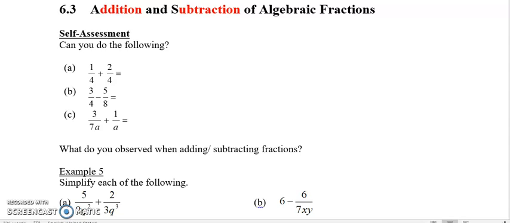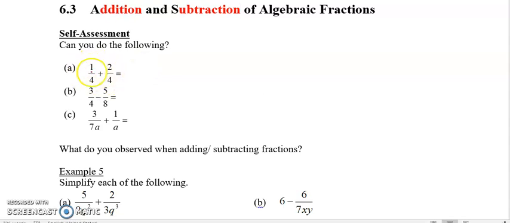Okay, this lesson is on addition and subtraction of algebraic fractions. In 6.2 you would have looked at multiplication and division of algebraic fractions. So to start off, we can look at numerical examples.